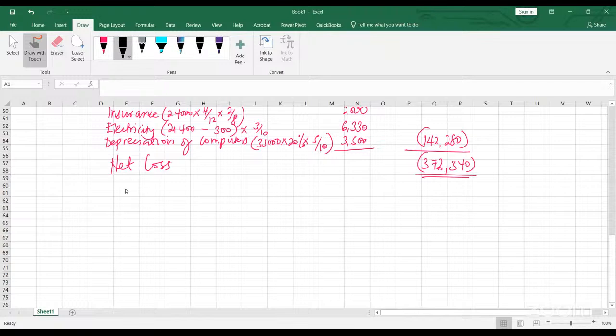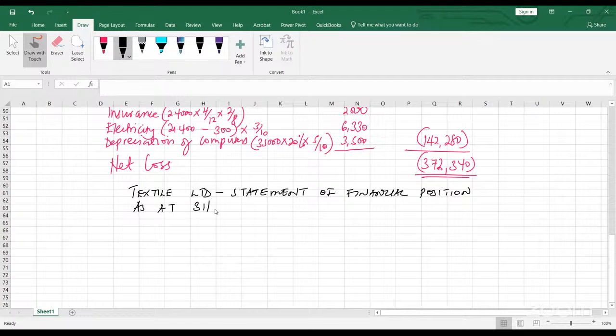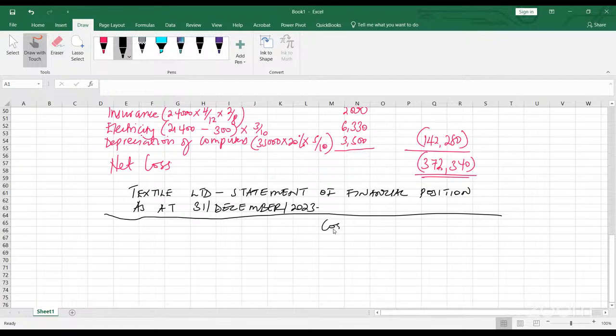So this was Textile, the heading. We want to come up with a balance sheet. Textile Limited, Statement of Financial Position as at 31st December 2023. You know we have a column for cost, a column for accumulated depreciation, and then a column for net book value.